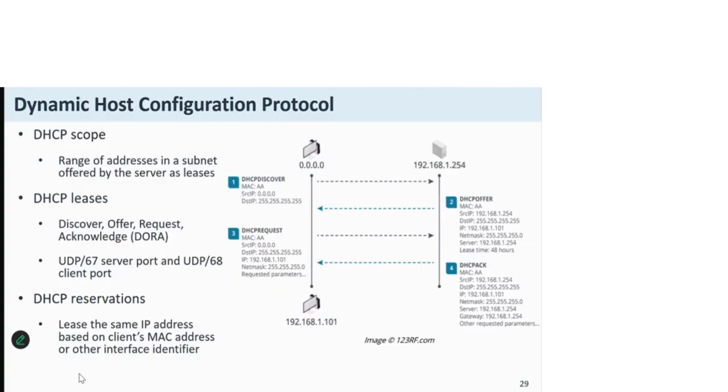You can also have DHCP reservations, which is kind of similar to static IP, meaning you lease the same IP address based on the client's MAC address or other interface identifier. So the same computer gets the same address, but it's still a lease. Why would you do this? Well, there are some reasons to do this, but it's really more for later if you end up in networking to know.